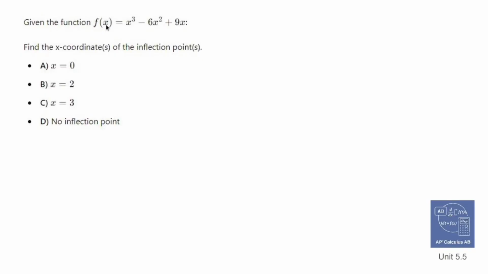Given the function f of x equals x cubed minus 6x squared plus 9x, find the x coordinates of the inflection points. Now, the inflection points exist when the second derivative is equal to 0. That's where change of concavity occurs. So, let's find the first derivative.